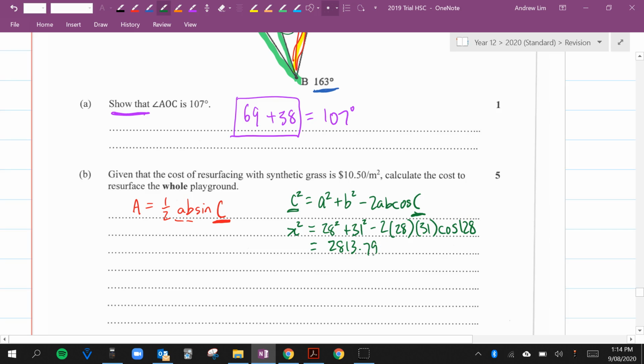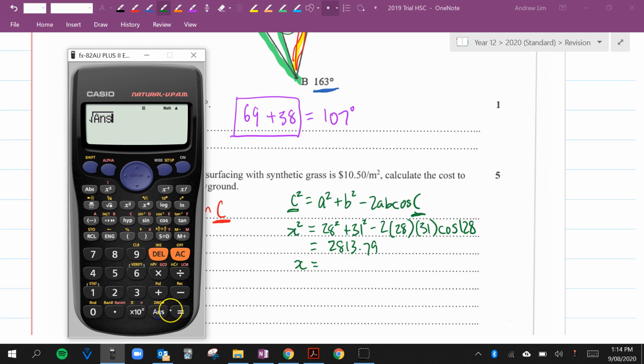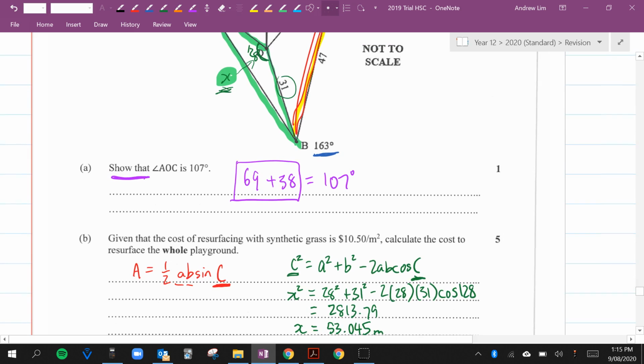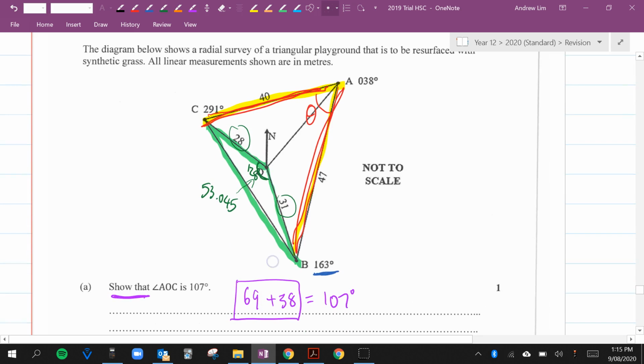But remember, that's x squared. So to get x, we need to square root that answer. 53.045 meters. So now that we've worked out that this is 53.045, we can work out the angle using the other cosine rule, where we need to find the angle.